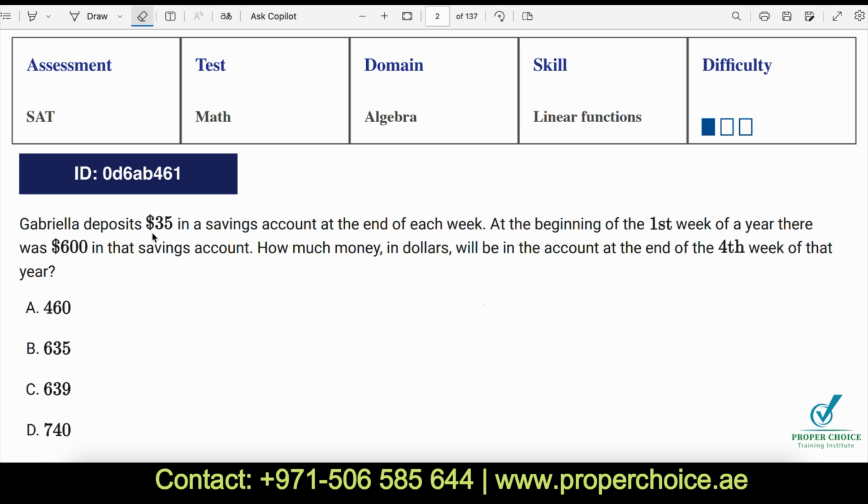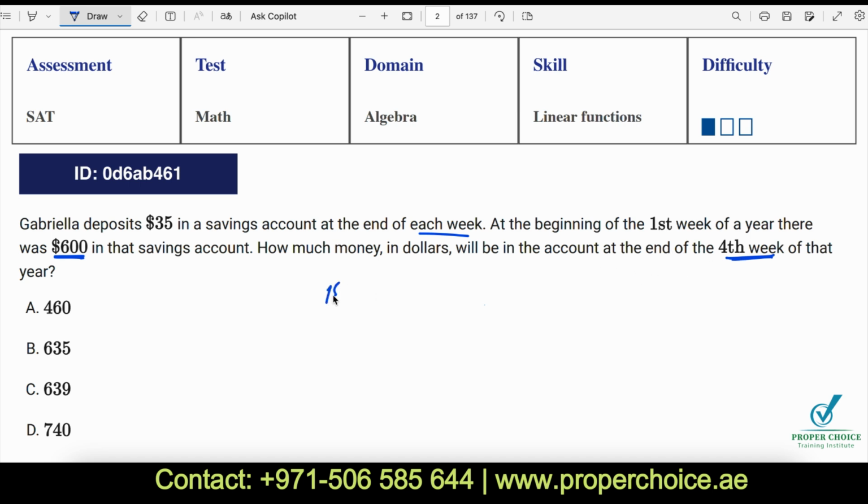Gabriela deposits $35 in a savings account at the end of each week. At the beginning of the first week of the year, there was $600 in that savings account. How much money in dollars will be in the account at the end of the fourth week? As they clearly said, initially there were $600 in the account. How much will be there after the end of the fourth week?